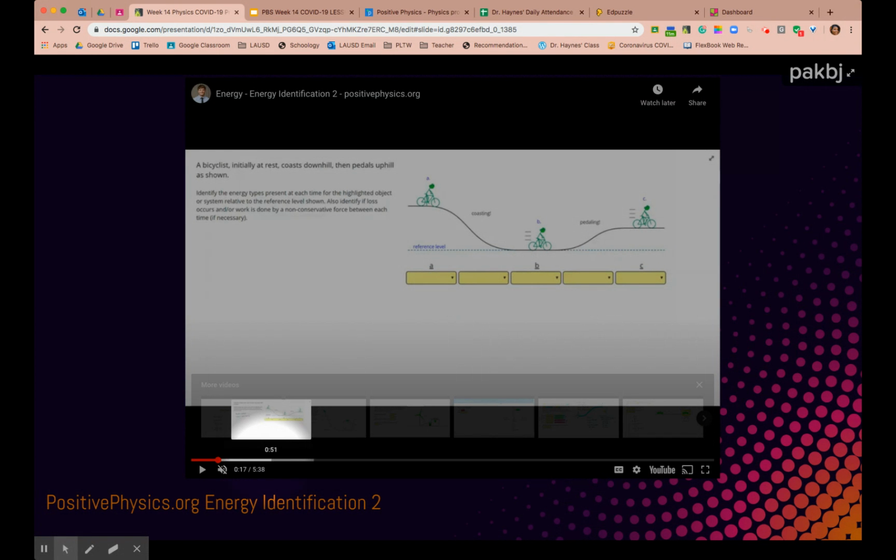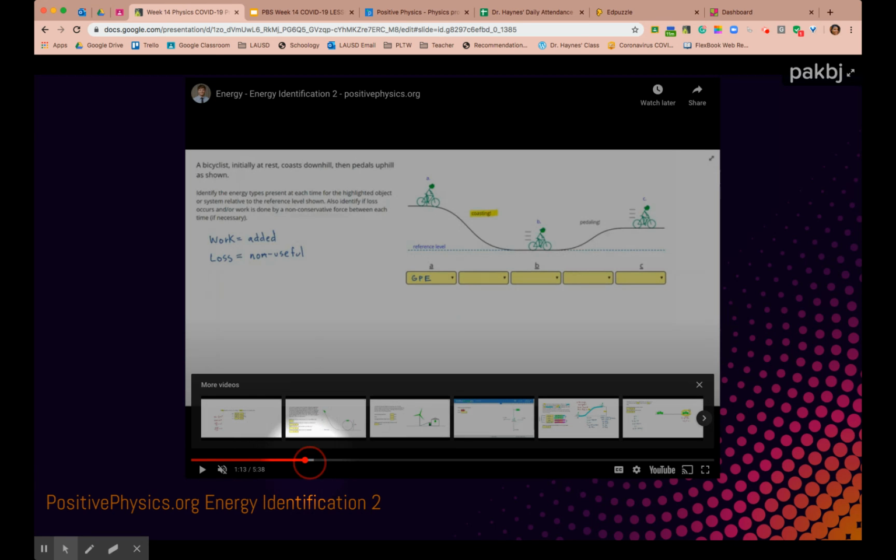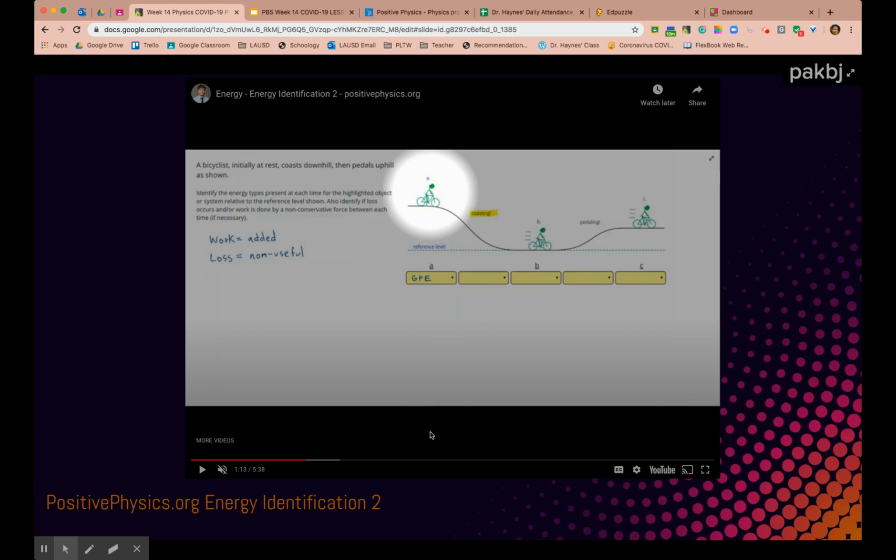So let's look at this. We already talked about work and loss. So at the beginning here, we have gravitational potential energy. The person's not moving, there's no elastic, so it's only gravitational potential energy. But then in between A and B, the person is coasting. So if a person's coasting, they're not putting in any work, but there is friction and there's drag. So because of the friction and the drag, you will say that there's some loss between A and B. But at B, they would have kinetic energy. They don't have any gravitational potential energy anymore because they're at the reference level, but they do have kinetic energy.